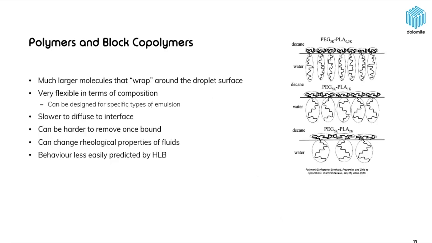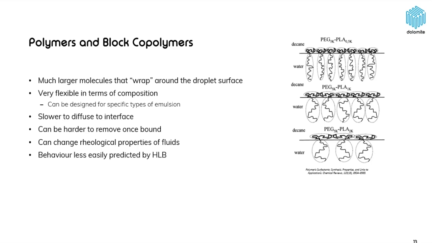One of the other options we could choose between is whether or not we use a polymer versus a simple molecular surfactant. The way that polymers stabilize the interface is they're much larger molecules that would tend to wrap around the droplet surface, particularly the component which favorably interacts with whatever the droplet phase is will stick to the surface of the droplet. They're very flexible in terms of their composition, particularly if you're able to make your own polymers or block copolymers to stabilize your emulsions. You can completely tune the different weights of the different blocks of the copolymer, the frequency of the blocks, various things like that. So they're very, very customizable.